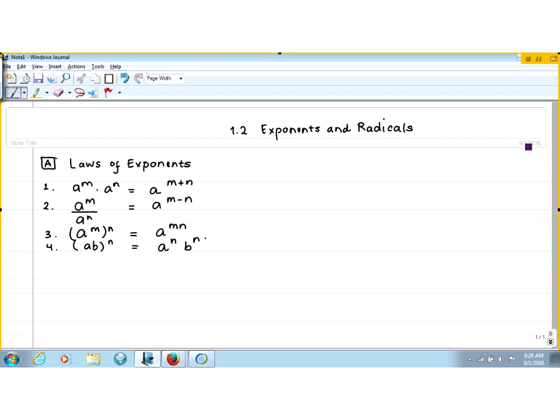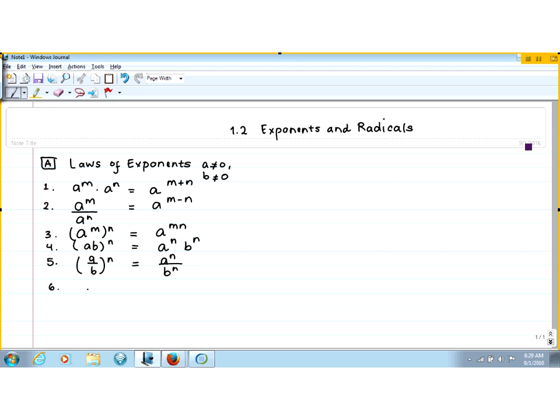A to the n, b to the n. So you guys remember this? Good. And if I have a over b to the n, that is? Yes. So by the way, we are assuming that a is not equal to 0, b is not equal to 0. Yeah? So that's your assumption.